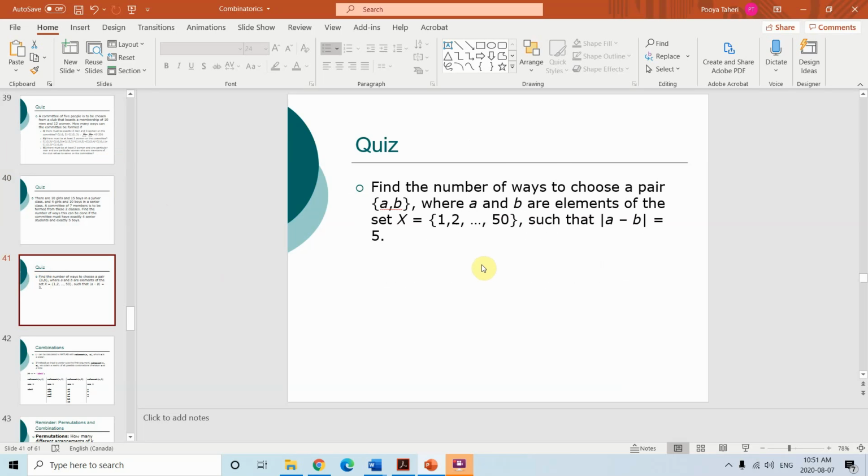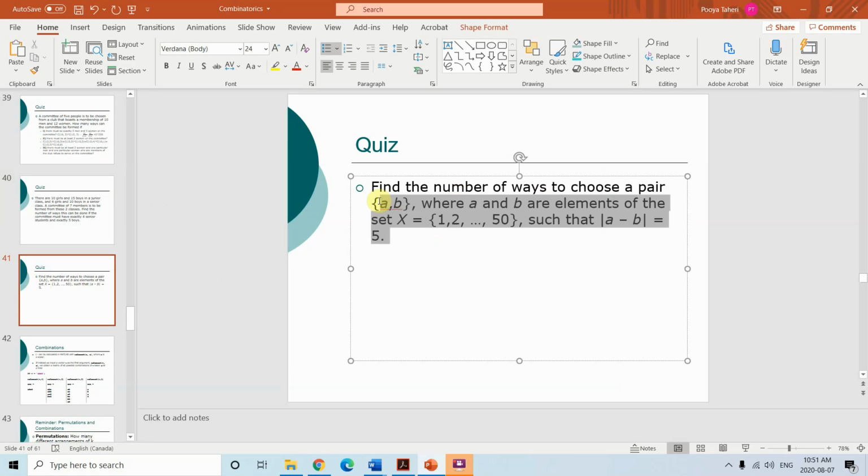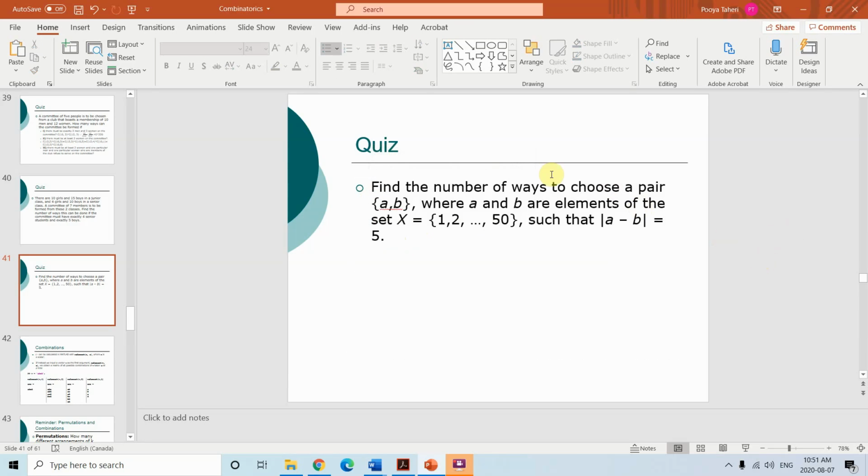Find the number of ways to choose a pair A and B, where A and B are elements of the set X, such that the absolute value of A minus B is equal to 5. Right? We already did that early on in the course, but now we can think about it as a combination problem. So try to answer that. This is again a combination of both the addition principle and the multiplication principle. This was answered in a previous video.